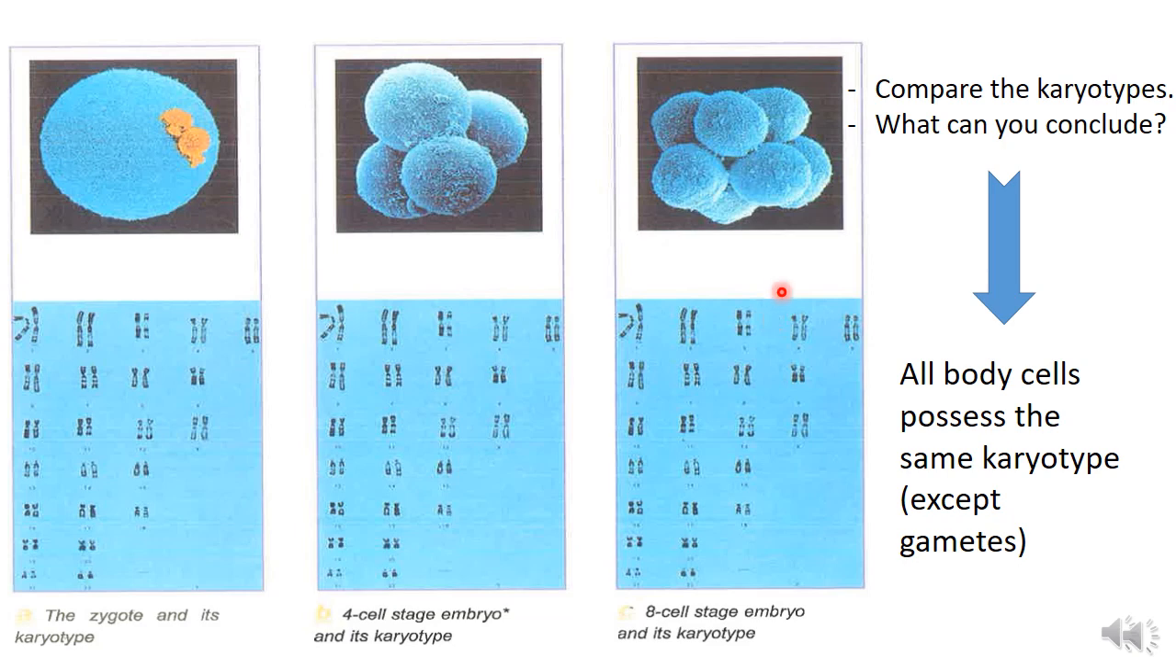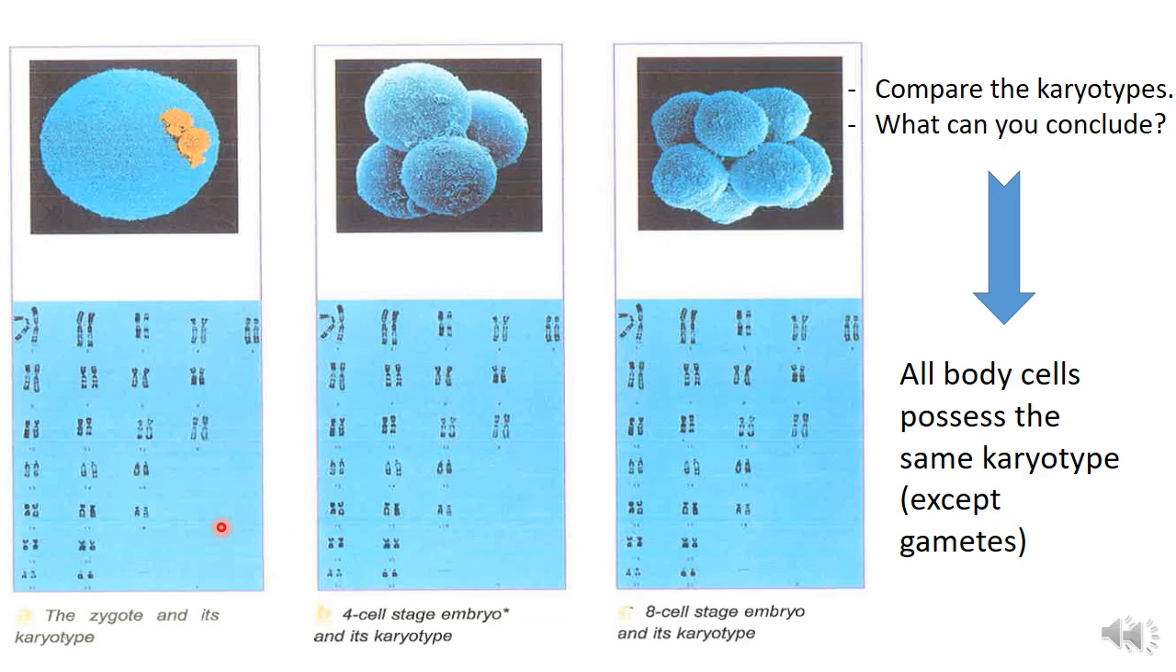Okay, my question here is: compare the karyotypes. Of course, how would you answer this question? To compare these karyotypes, you should observe very well these 3 karyotypes and find the similarities and the differences. Okay? So, do you see any differences? I think no differences are observed here between these 3 karyotypes.